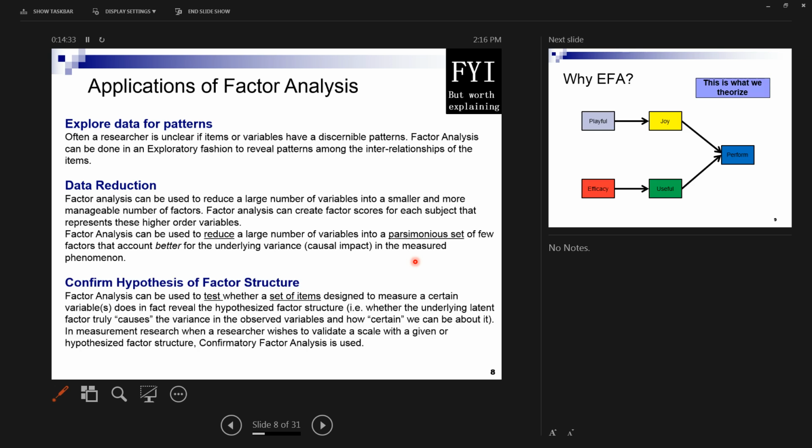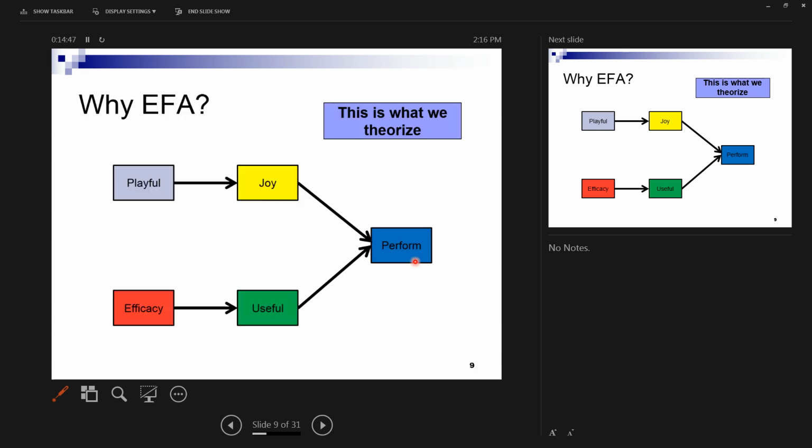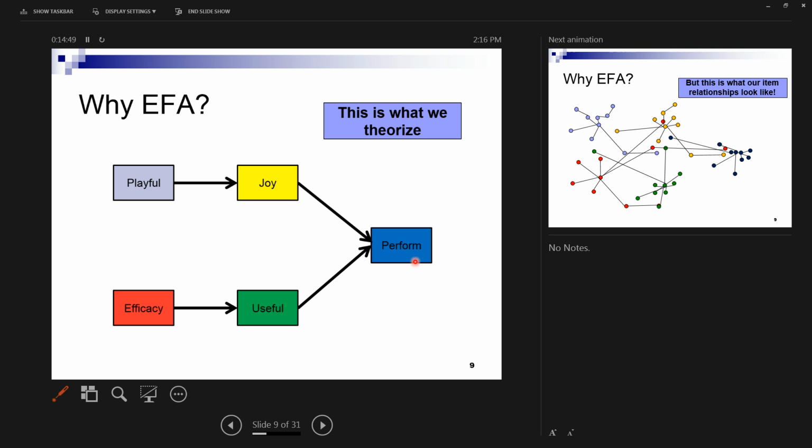And the last thing is the application of factor analysis is to confirm a hypothesis, or confirm your factor structure. We go into it thinking these 5 items belong to this, these 5 items capture this, and this helps you confirm that theory. But why EFA? Why not just jump to the structural model? This is the model we want to test. This is our structural model.